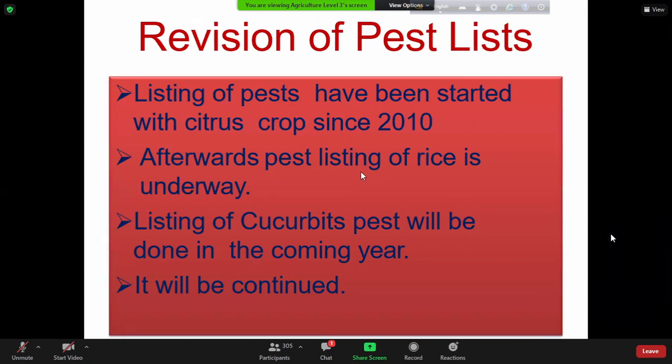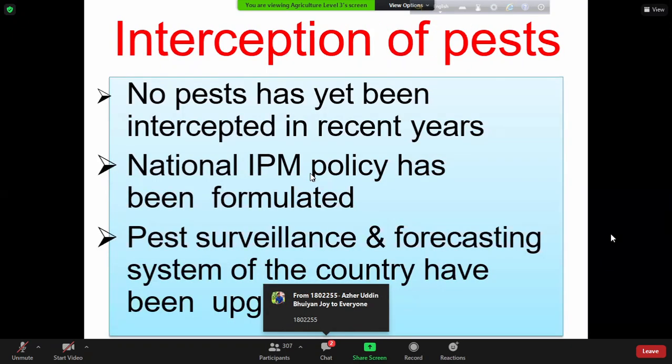So the plant quarantine officer needs the list of the pathogens. Which one is a quarantine pathogen or which one is a quarantine pest? And listing of pests and quarantine pathogens actually started with the citrus crop since 2010. And after that, this process is being continued. We are preparing the quarantine pathogen list. The pathogen which is quarantined for Bangladesh may not be quarantined for India, for example. And the pathogen which is quarantined in India may not be quarantined in Bangladesh. Okay, so we have to prepare a list for Bangladesh.